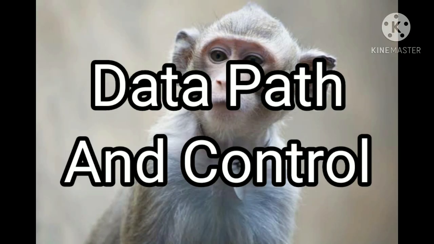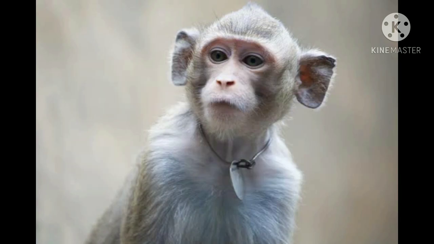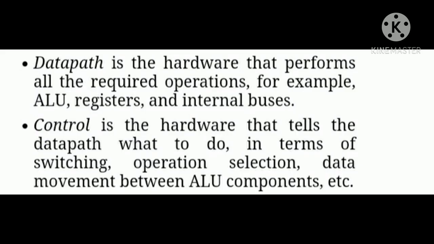Data path and control. Data path is the hardware that performs all the required operations, for example, ALU, registers, and internal buses. Control is the hardware that tells the data path what to do, in terms of switching operations, selecting data, movement between ALU components, and so on.